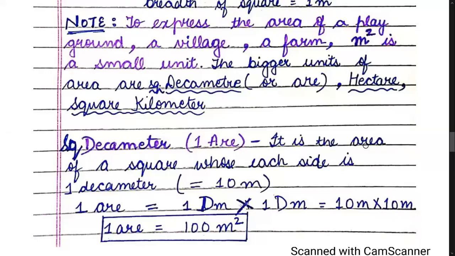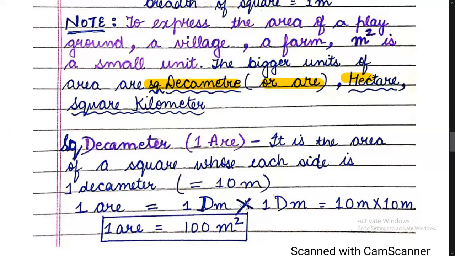Children, note that to express the area of a playground or a village or a farm, meter square is a very small unit, while the biggest unit of area is square decameter. It is also known as are.